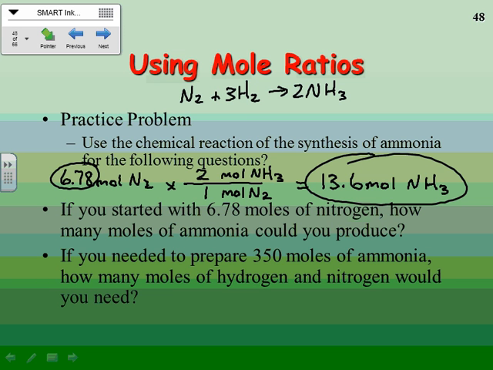And then the last one here: if you needed to prepare 350 moles of ammonia, how many moles of hydrogen and nitrogen would you need? We're going to have to take these one at a time, right? So 350 moles of ammonia. I'm just writing it up here so you guys can see it. What do you want to do first? Okay, sure. We'll do the hydrogen first. That's the first one they list, so that makes sense to me.